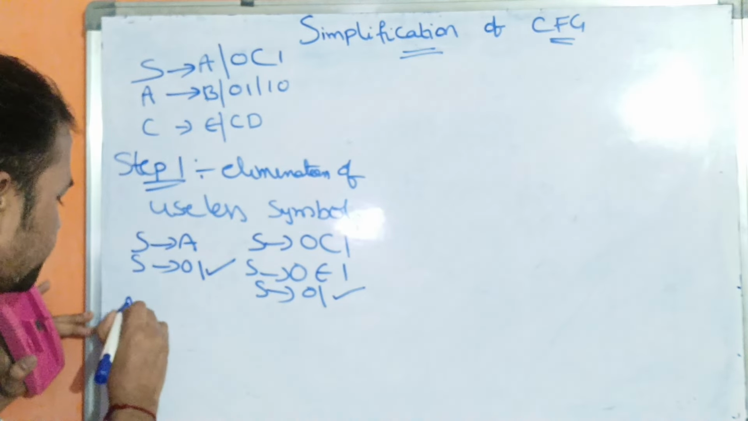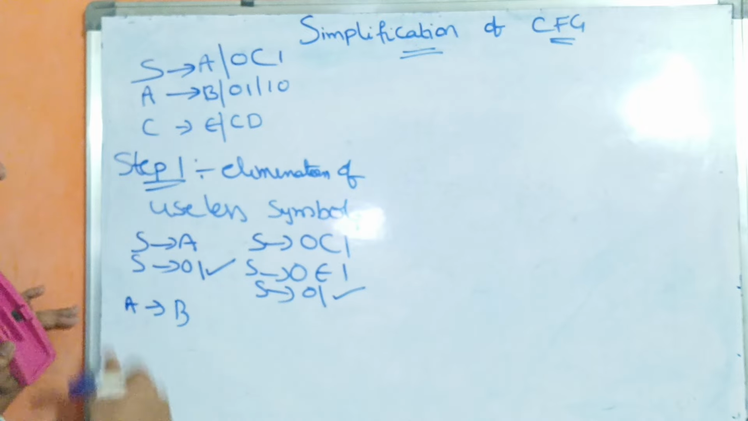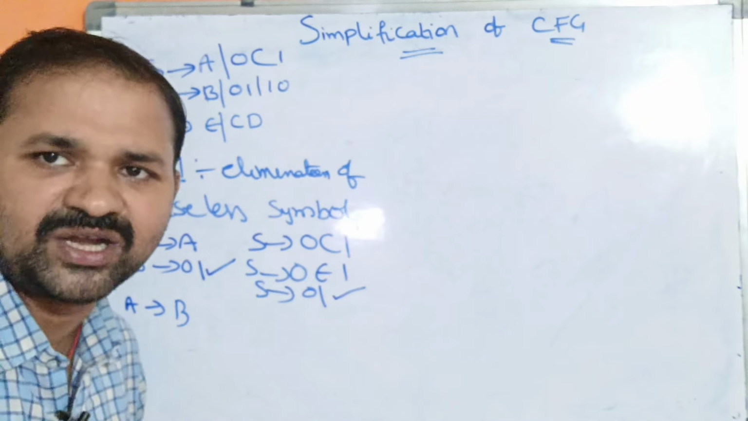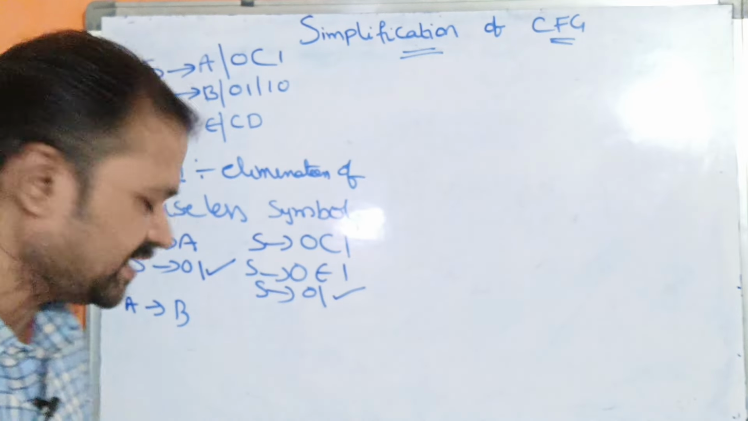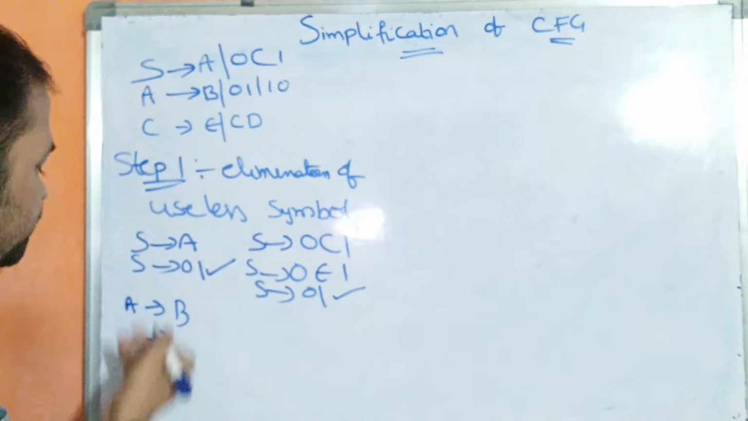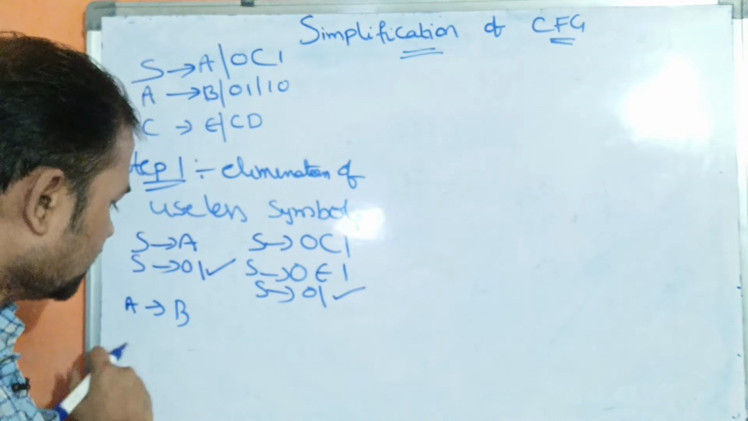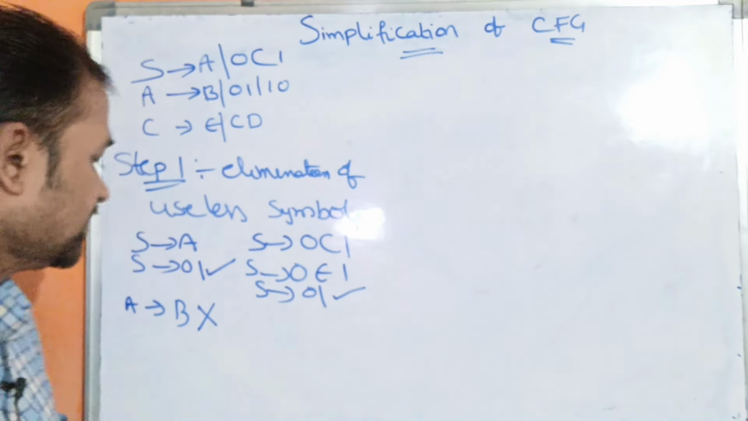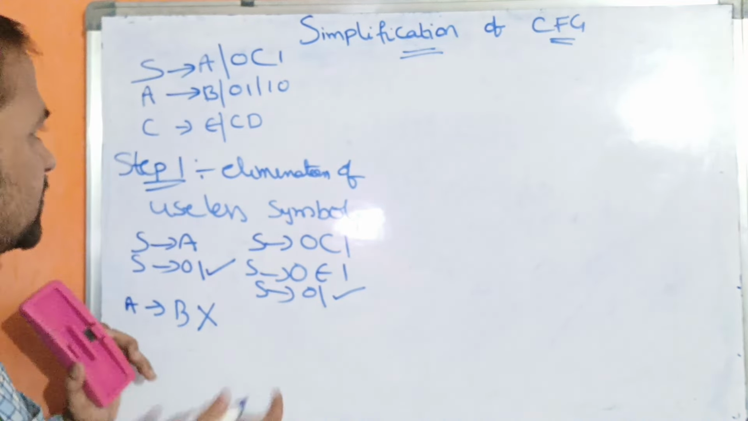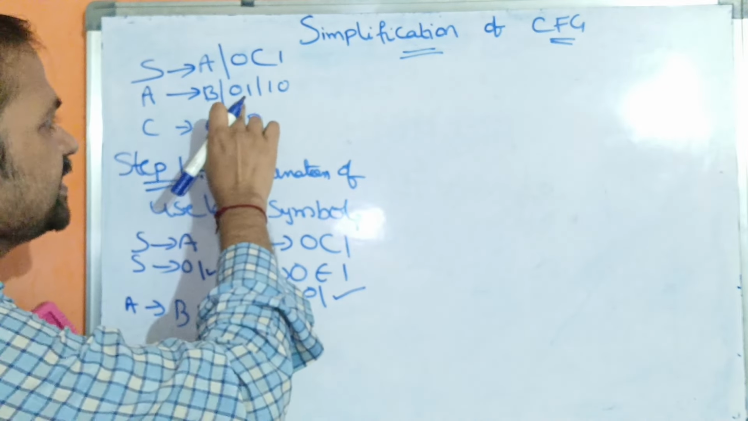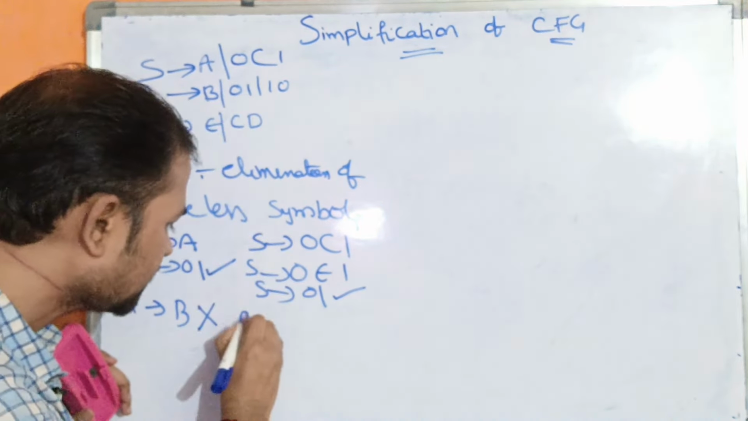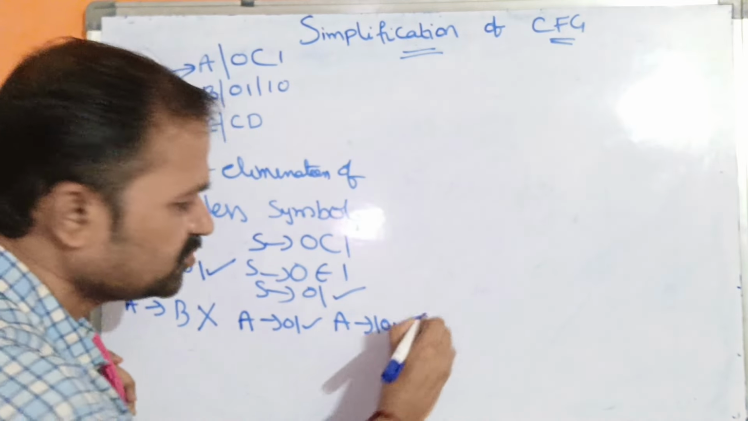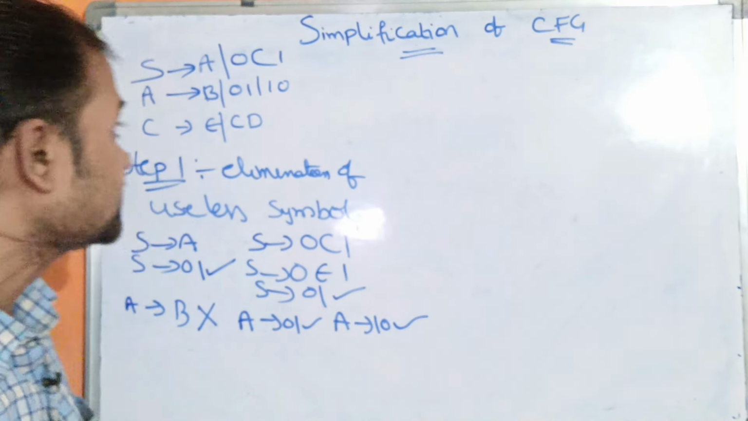Let us see the next one. A implies B. But B productions are not available. If we substitute B here, we can get B only, and again if we substitute B, B productions are not available. So we can say that this is a useless production. This is not useful. And the next 2 are A implies 01, which is terminal only, so this is useful. Next, A implies 10. This is also useful, because it is producing terminal symbols only.